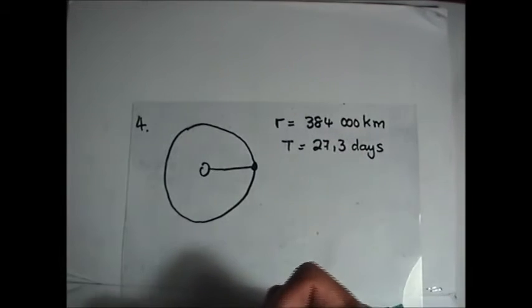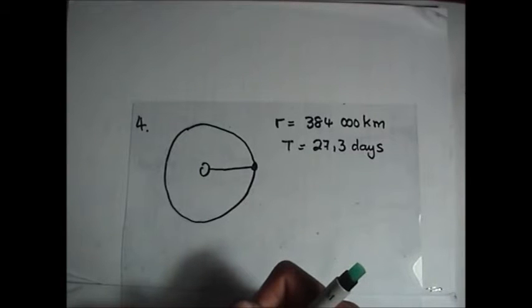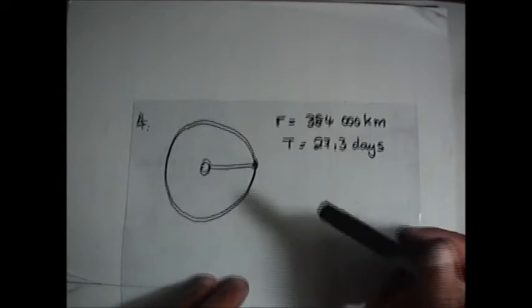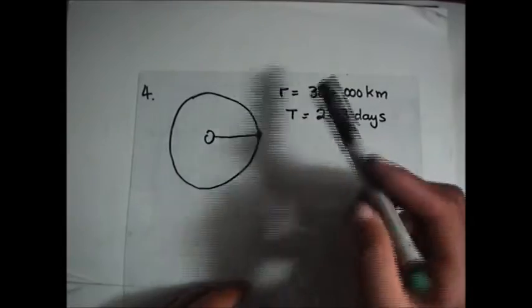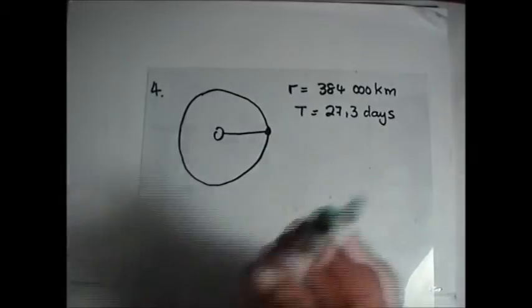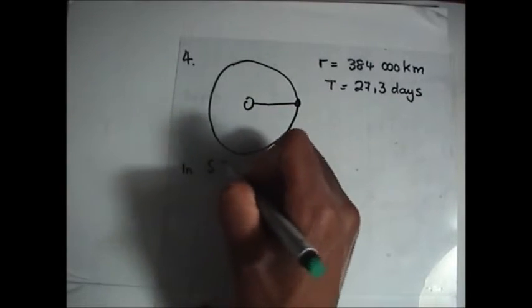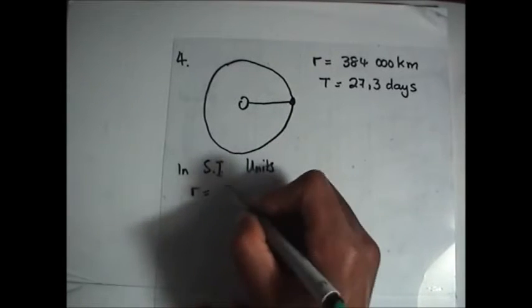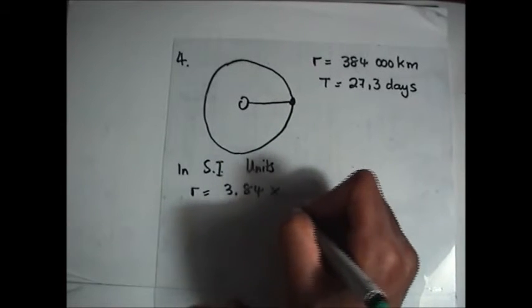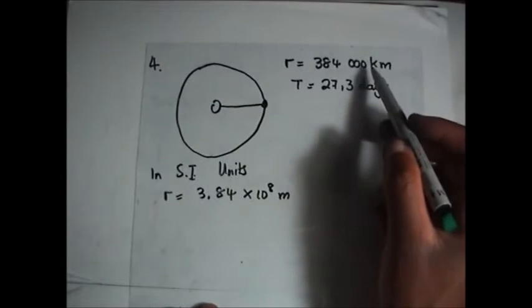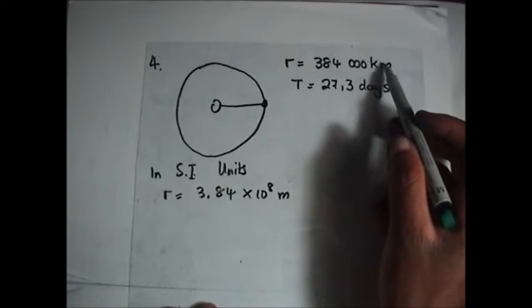Okay, this one is basically just a matter of putting in the formula that you can calculate easily. So let's do that. Let's first convert these into SI units. In SI units, the radius has to be in meters and the period has to be in seconds. So our radius is equal to 3.84 times 10 to the power of 8 meters. It's a matter of just multiplying this by what? By 1,000, because it's in kilometers.